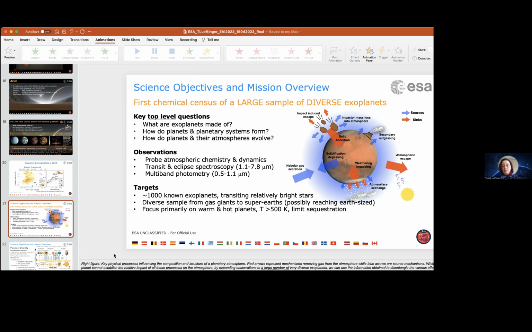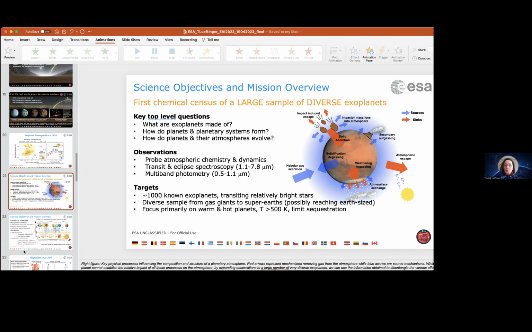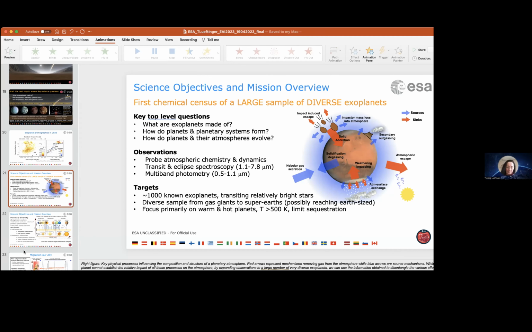And then also can get a lot more physics or find out how secondary outgassing affects the planet, how atmospheric escape is working, how the atmosphere and the surface of the planets exchange, and how material is accreted onto the planetary surface. So all kinds of physics that we will be able to determine from the spectra of the exoplanetary atmospheres.